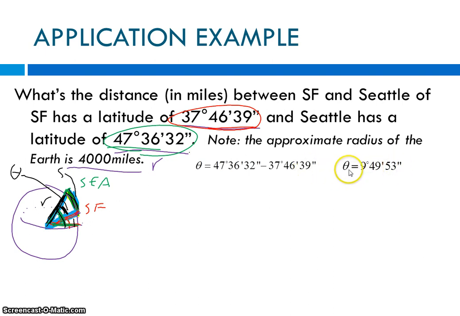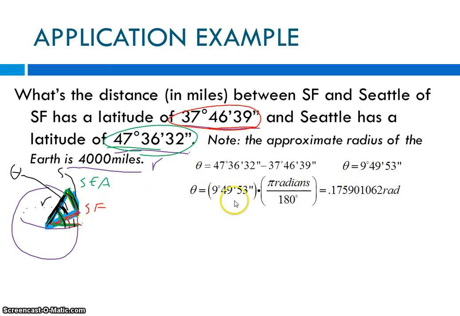So this is our theta in degrees, but remember we ultimately want to find the arc length. So we're going to have to convert our theta from degrees to radians using our conversion factor. If I have my angle in degrees and multiply it by pi radians over 180 degrees, my degrees cancel, and I'm left with about 0.1759 radians. I wrote the whole thing out because I'm just going to use this number that's in my calculator in our next calculation.